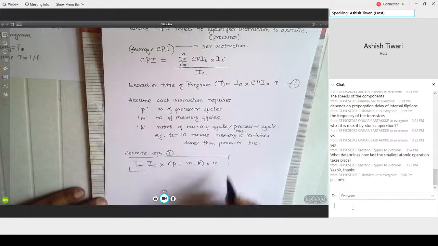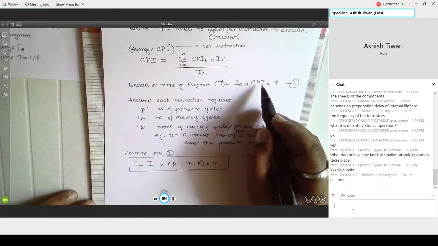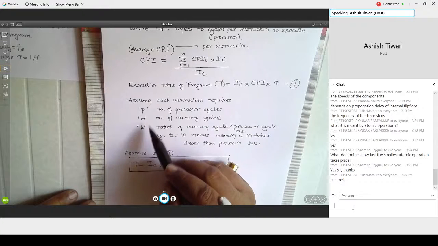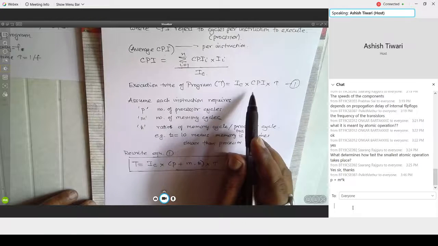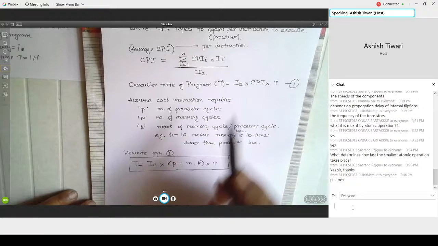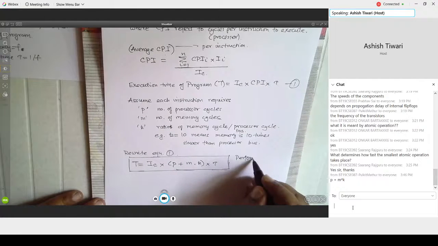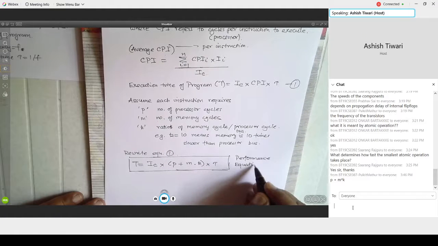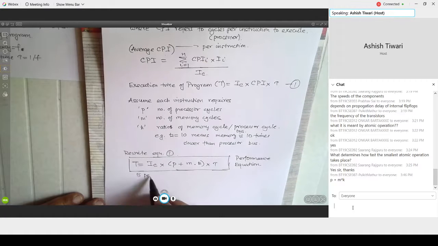It depends on the assumption, right? Up till this, my assumption was that an instruction only requires processor cycles. But if I assume an instruction requires P number of processor cycles and M number of memory cycles, you express this in terms of processor cycles. So this becomes P plus M into K. And this is also called the performance equation, and it has 5 performance parameters.